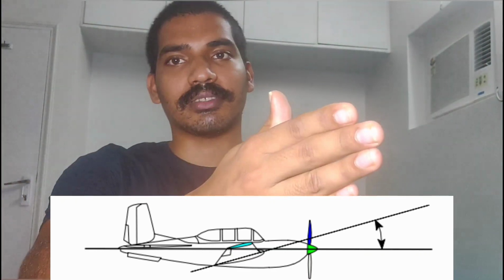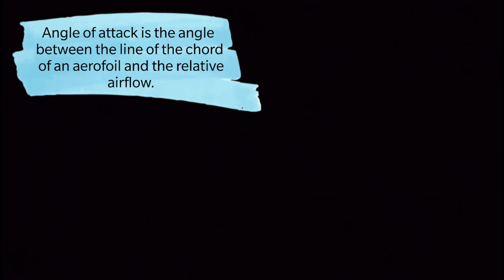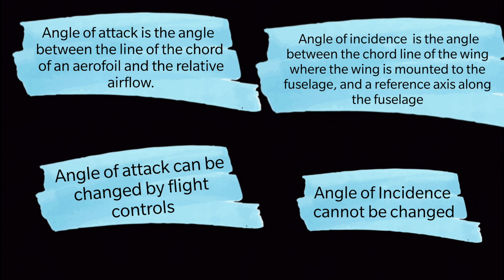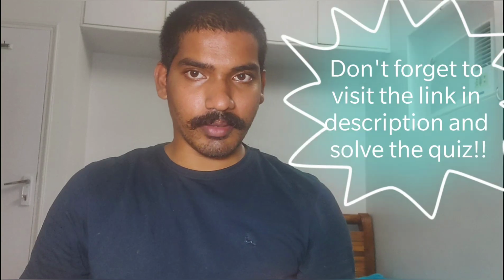You will see a picture coming up, and so you can see both the definitions of angle of attack and angle of incidence. The only difference is angle of attack can be changed by flight controls and angle of incidence cannot be changed. That is all for today.